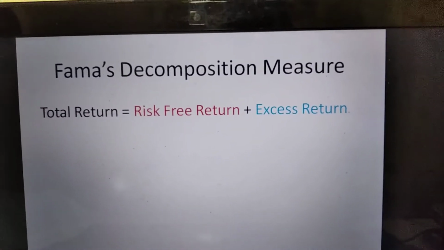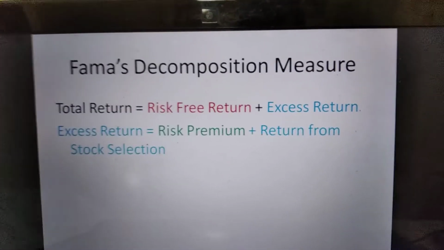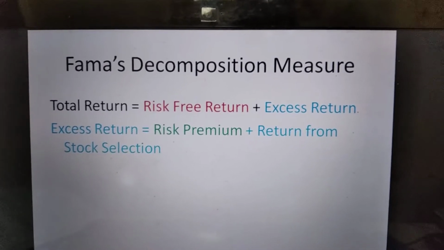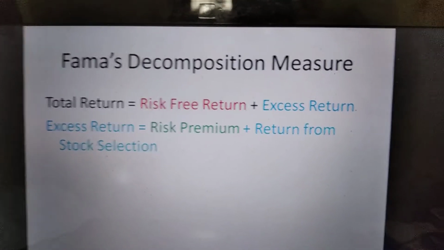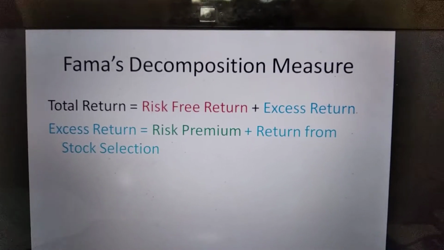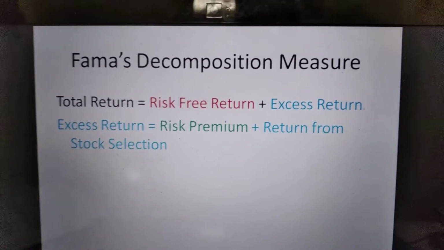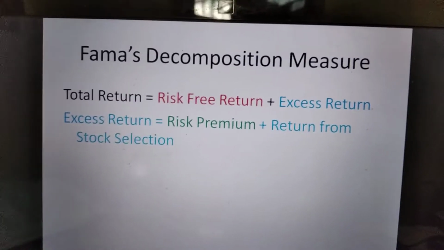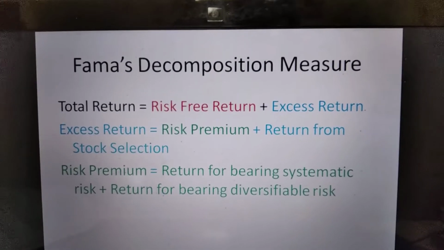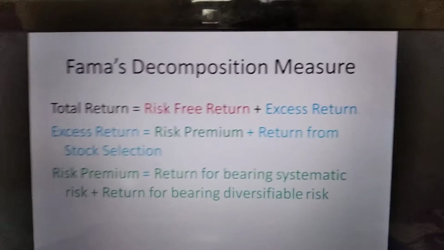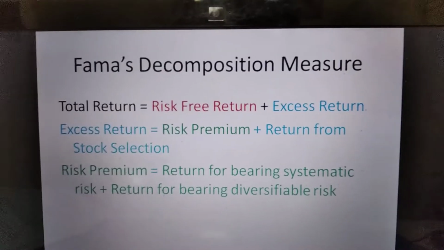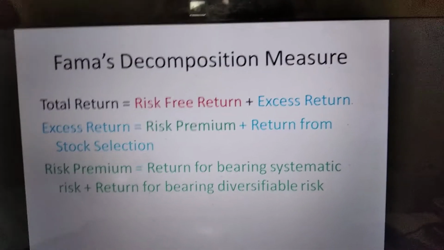Excess return is the return over and above the risk-free return, for which we are taking a risk. That risk is from two things. One is risk premium, the risk we are taking from the market, and another is risk from the stock selection. This is a specific risk, the risk associated with a particular stock or company. This risk premium is further classified into two: the return for bearing systematic risk, that is market risk, and the return for bearing diversifiable risk.